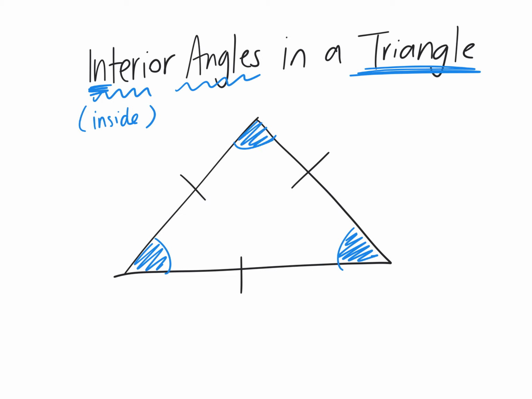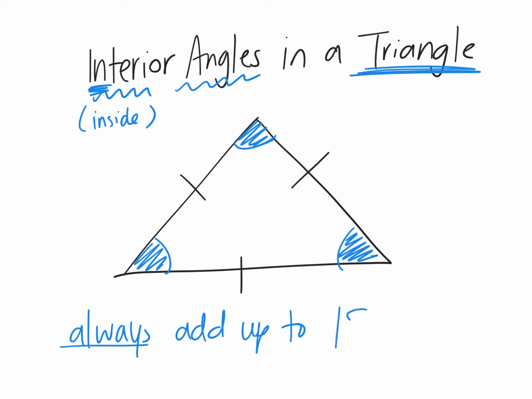Anybody know what all 3 angles in a triangle always add up to, no matter what size it is? They always add up to 180 degrees, always, 180. So if the triangle is equilateral, and you know that all 3 angles add up to 180, what does each angle have to be? 60. How did you get that? 180 divided by 3 would give us 60.